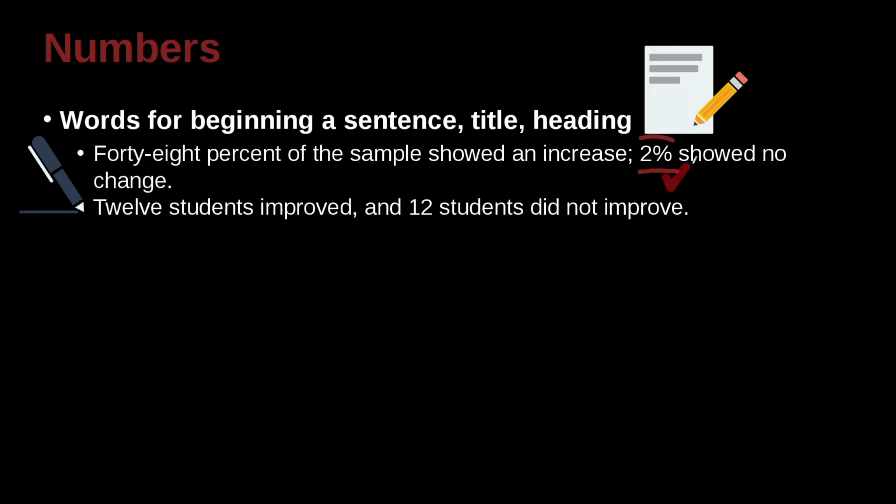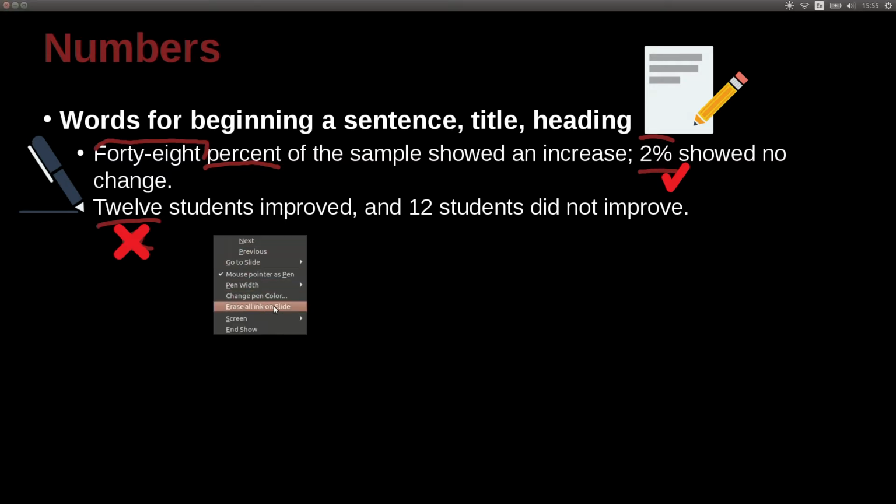It is a percentage, so we write it as a number. Here, this is a percentage, so we think we should write it as a number, but we have a special case. This is the beginning of a sentence, and the beginning of a sentence, you must spell it out. Here's another example. 12 students improved and 12 students did not improve. Here the word 12 is bigger than 10, so maybe we should write the number 12. But no, because it's the beginning of a sentence, we do not do that. We have to spell it out.